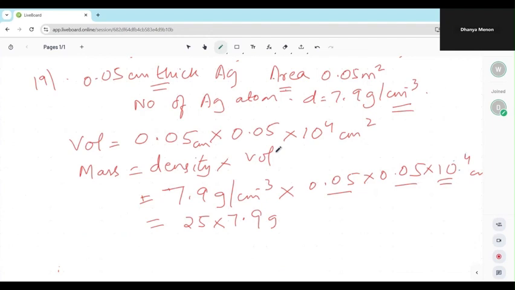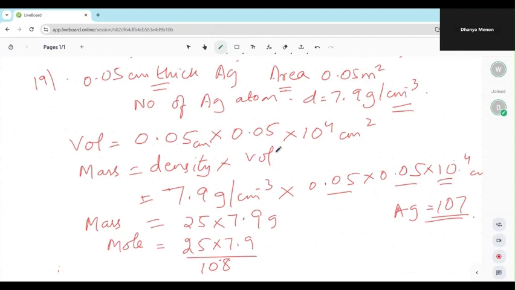Now you have to find out the number of what? The number of particles. Okay, if you know the mass and you know the molar mass of silver is 107. Okay, it's given in the question. Can you find the moles? Moles is equal to what? Mass over molar mass, which is 108. Sorry, 108. This is the moles.